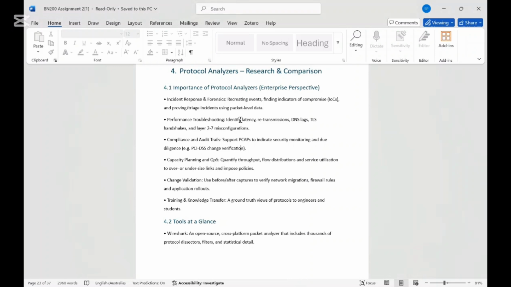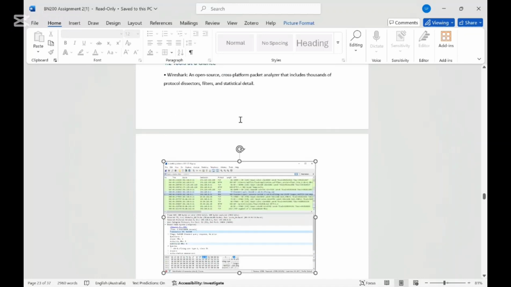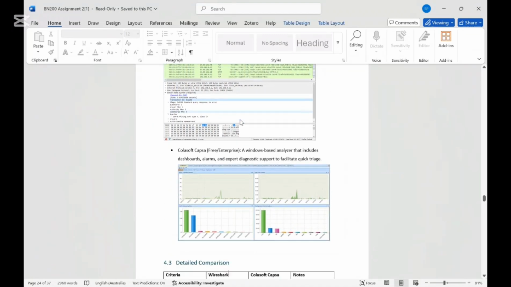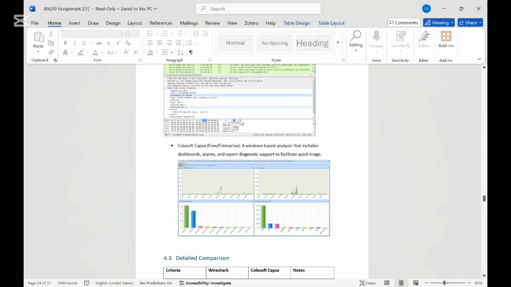For performance troubleshooting, analyzers detect latency, retransmission, and misconfiguration across layers, ensuring smooth operations. They also support compliance by providing packet captures as audit trails for standards like PCI DSS. In capacity planning, analyzers measure throughput and flow distribution to optimize link sizing and QoS policies.